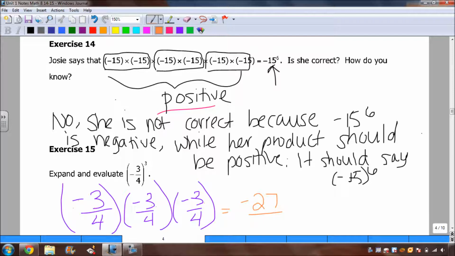And then 4 times 4 is 16, right? And then 16 times another 4, let's figure that out. 6 times 4 is 24, carry the 2. 1 times 4 is 4, plus 2 is 6. So I get 64, which means that this answer right here is -27 over 64.